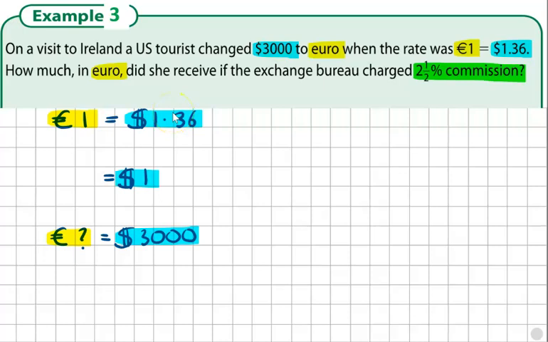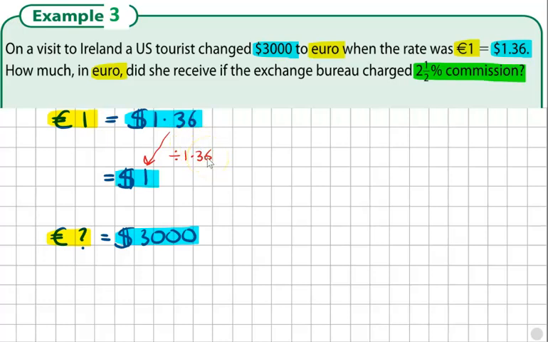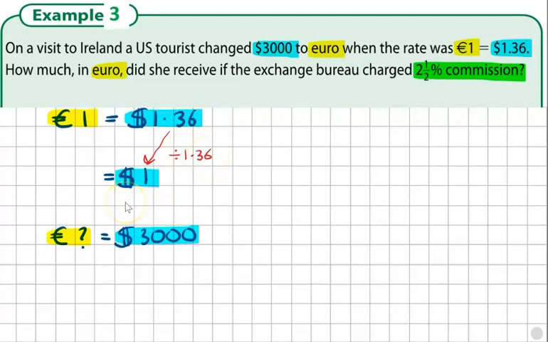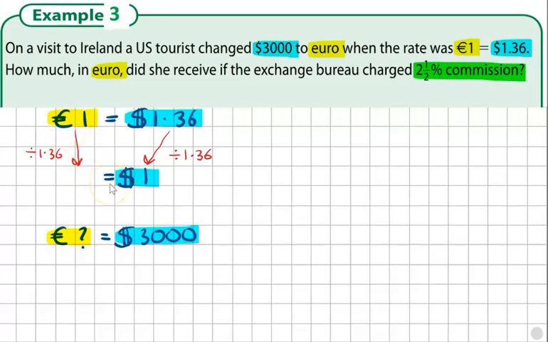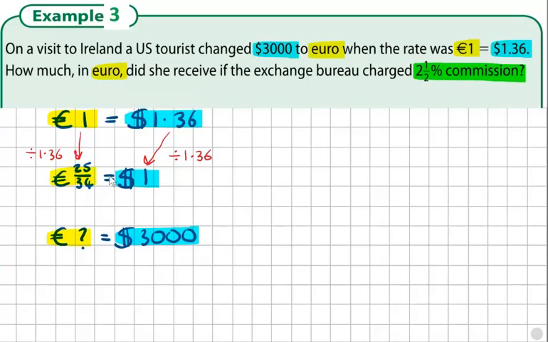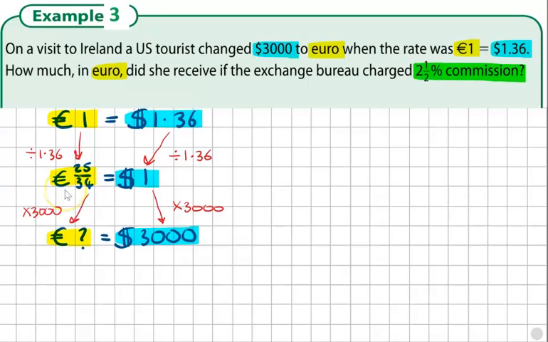So how does anything become 1? We divide by itself. So dividing by 1.36 on the right and dividing by 1.36 on the left, we get 25 over 34. We can just leave that as it is because we're not finished. We're going to multiply now. So how does 1 become 3,000? We multiply by 3,000. What we do to the right, we do to the left. And multiplying by 3,000 gives us €2,205.88.